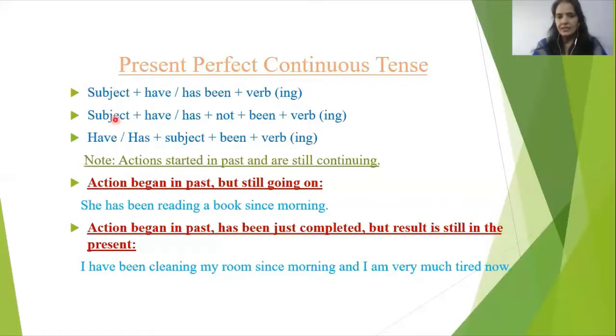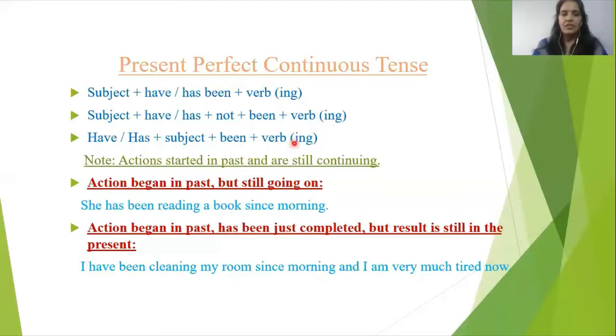If the sentence is negative, what will be the structure? Subject plus has or have plus not plus been. It means, let's see here, students, we will use not between has or have and been, plus first form of the verb plus ing. If the sentence is interrogative, the helping verb will come at the beginning, as we did earlier also. Has or have plus subject plus been plus first form of the verb with ing.